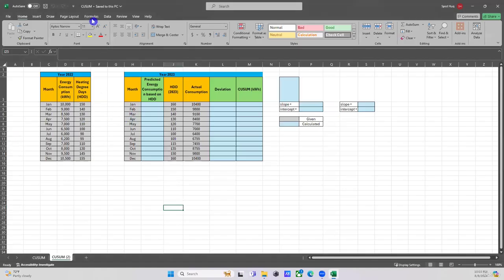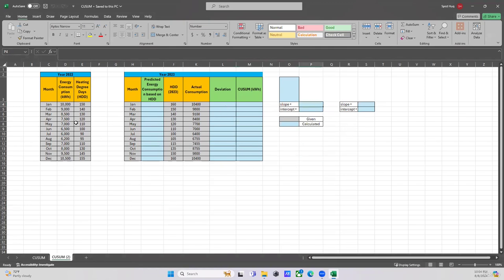This is the Excel worksheet for CUSUM, and the year 2022 month energy consumption and heating degree are given. So we are going to predict the energy consumption using the regression equation for year 2022. So I'm again doing it. So basically this is a recap, and also I'm going to show you how to do the CUSUM.